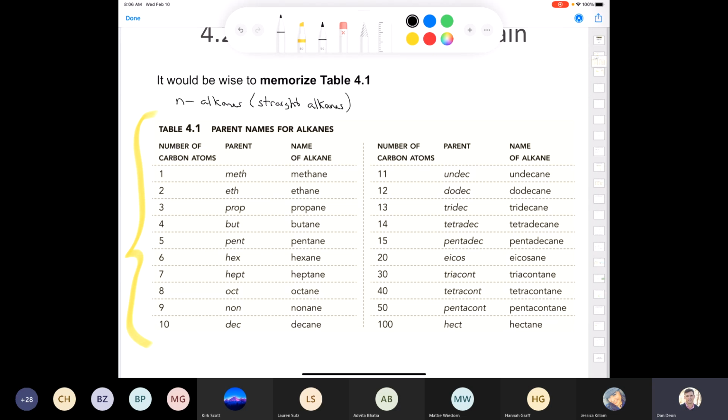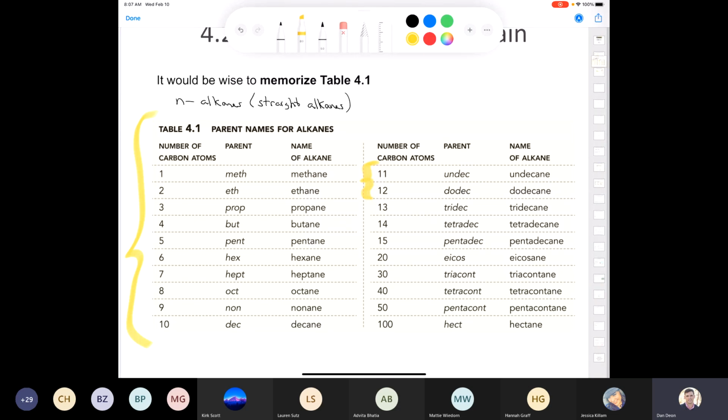If you have only 1 carbon, it's methane. If you have 2, it's ethane. 3, it's propane. 4, it's butane. 5 is pentane. 6 is hexane. 7 is heptane. 8 is octane. 9 is nonane. 10 is decane. I think it's kind of handy to know these two here, undecane and dodecane, because they do come up from time to time in the class, 11 carbons in a row and 12 carbons in a row.